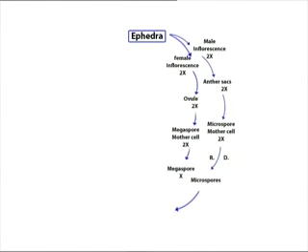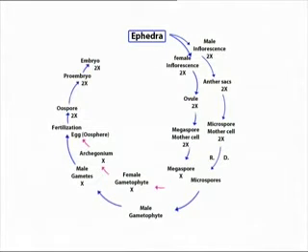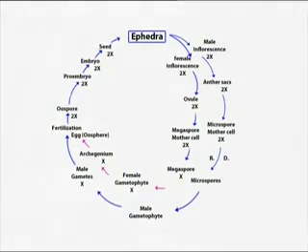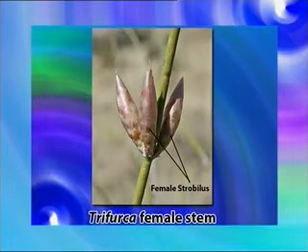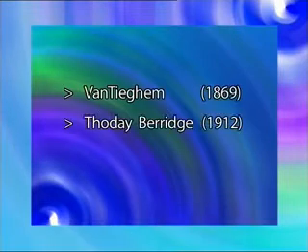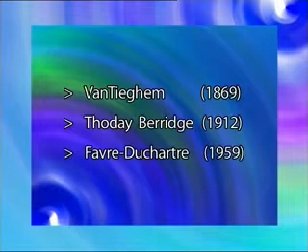Now, life cycle or reproduction of Ephedra. All the species of Ephedra are dioecious, that is, male and female reproductive organs are borne on different plants. However, monoecious species with male and female strobili on the same plant have also been reported. The histology of the flowers and strobili of Ephedra species were examined by Van Tieghem, Thoday, and Fabre-Descartes.